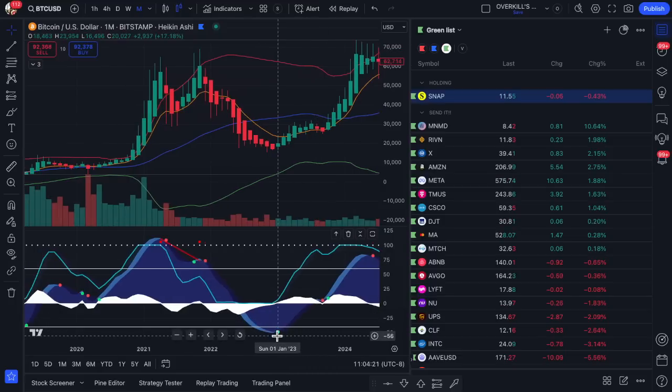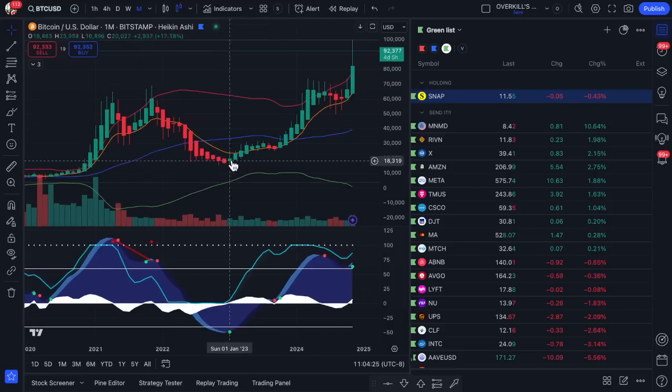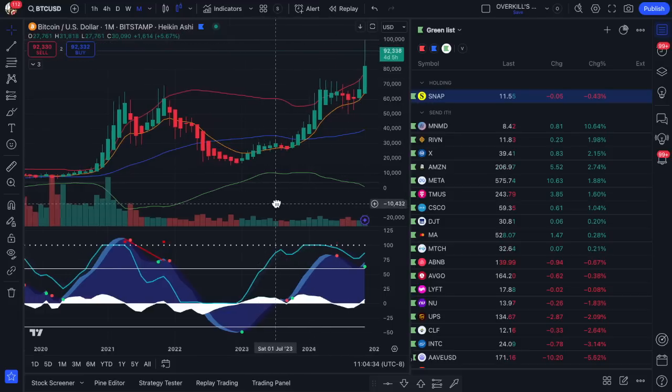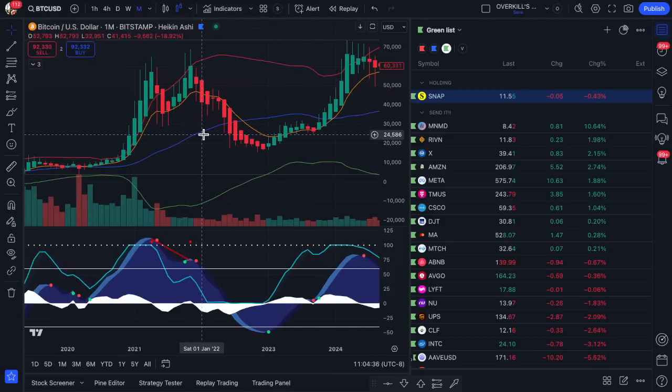For those of you that were around, we did call this out in 2023. This Bitcoin dot came at 18,000 and it has been going up ever since. That was actually a 410% move in the matter of 2 years. So the monthly chart is the macro time frame.